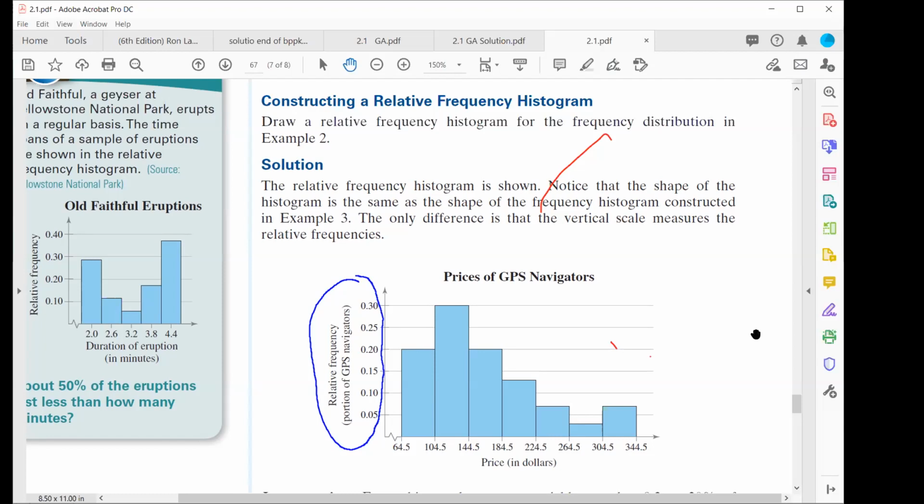Sorry, I have a question. Go ahead. Is it always for the y-axis we put relative frequency? If the question says relative frequency, yes, you have to use relative frequency. If the question says just frequency, you have to use frequency. I see. Okay, got it. Thanks.